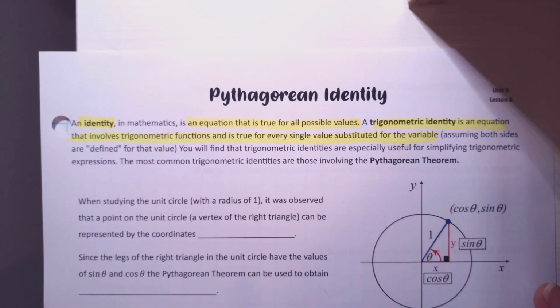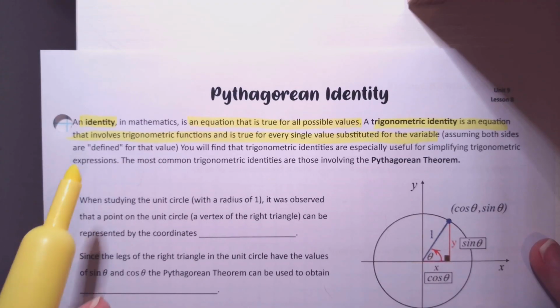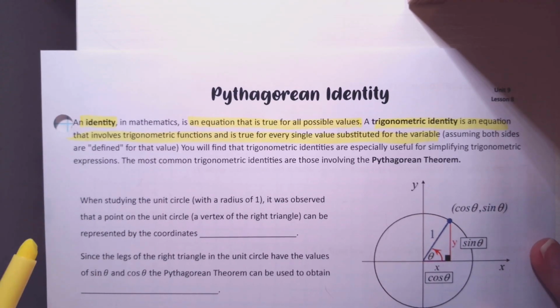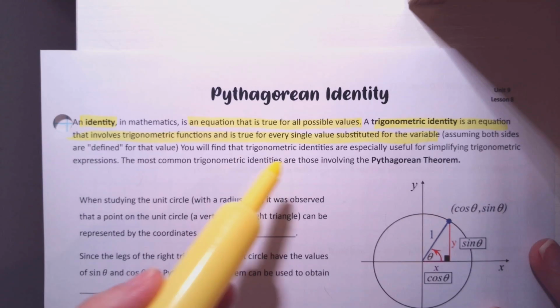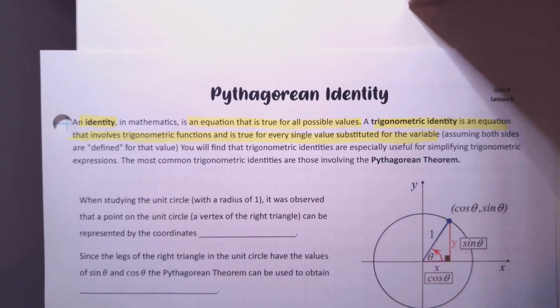You will find trig identities are especially useful for simplifying trig expressions, and you'll use them a lot for solving trig equations when you get to pre-cal also. Some of the most common trig identities are those involving the Pythagorean theorem, and we're actually only learning one today with the Pythagorean theorem. But there's plenty more you'll get into one day.